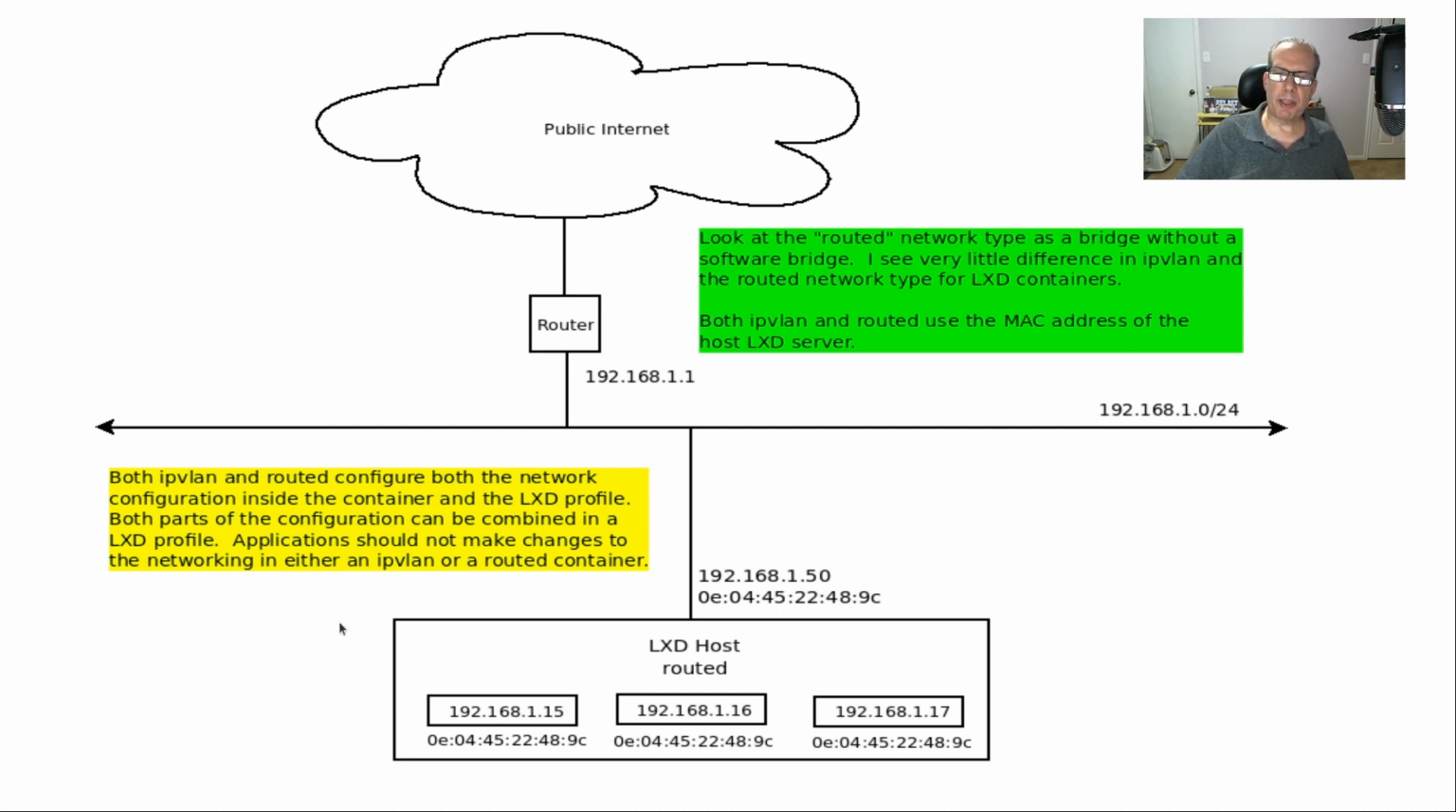So both IPVLAN and routed configure both the network and the configuration inside of the container. That means they do the netplan part of it, but they also do the profile part of it. But it can all be configured from the profile, as you're going to see shortly. Both parts of the configuration can be combined into the single LXD profile. So therefore, you don't want applications to make changes to the networking from inside of the container on either an IPVLAN or routed container, because then you would be changing how they're initially set up. So let's go take a look at exactly what we do with a routed container.